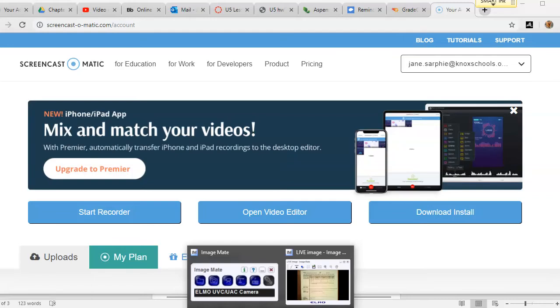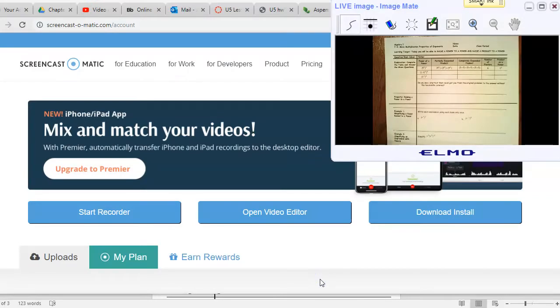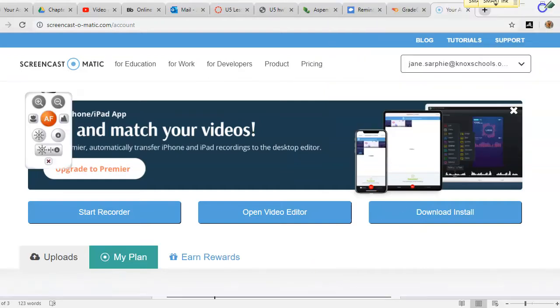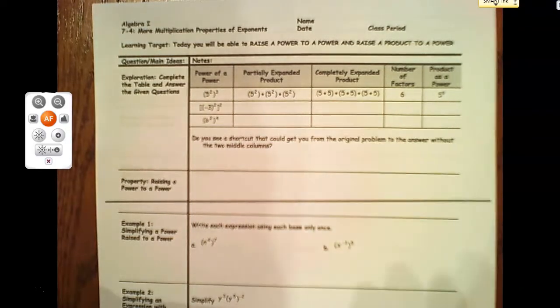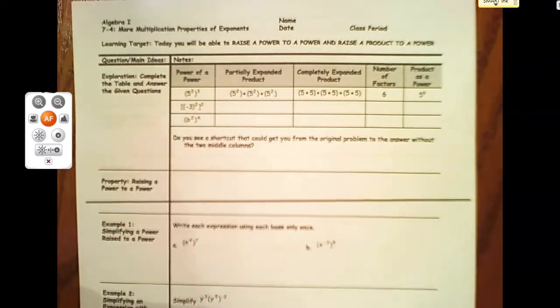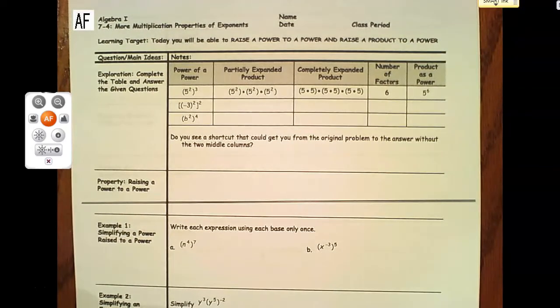This is lesson 4 of module 5 on exponents and exponentials. And at the end of today's lesson, you'll be able to raise a power to a power and also to raise a product to a power.